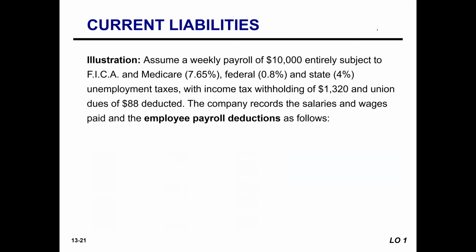Okay, here's our example. It says assume a weekly payroll of 10,000. So that's going to be our expense, right? The total amount of salary and wage expense, the weekly payroll, 10,000, entirely subject to FICA and Medicare, a total of 7.65%. And they're getting this 7.65 because they're taking 6.2% Social Security, 1.45% Medicare, federal unemployment 0.8% and state unemployment 4%.